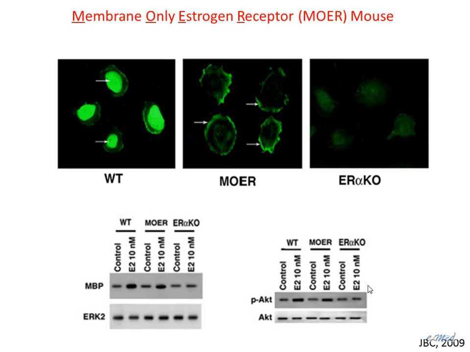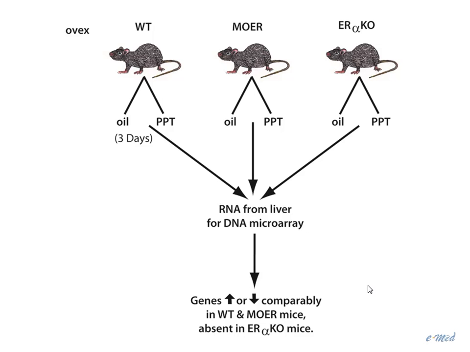That's the plan. So we ovariectomized the mice. We introduced injections of an ER alpha agonist at a biologically relevant concentration for 3 days. We took out the liver, we did DNA microarrays, and we wanted to see what genes were regulated comparably in wild type and membrane-only, but absent in ERCO, because that would argue it had to be from signaling from the membrane.